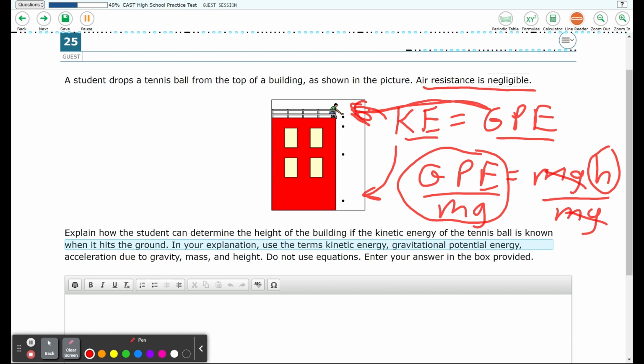Now, I did this in terms of equations, but you can just say the things in sentences that I just said. The kinetic energy at the bottom must be equal to the gravitational potential energy at the top because energy is conserved. Then a second sentence would talk about how to find the height. You'd need to take the gravitational potential energy and divide by the mass and the acceleration due to gravity. Notice that all of those things were the terms that you needed to include in your statement.